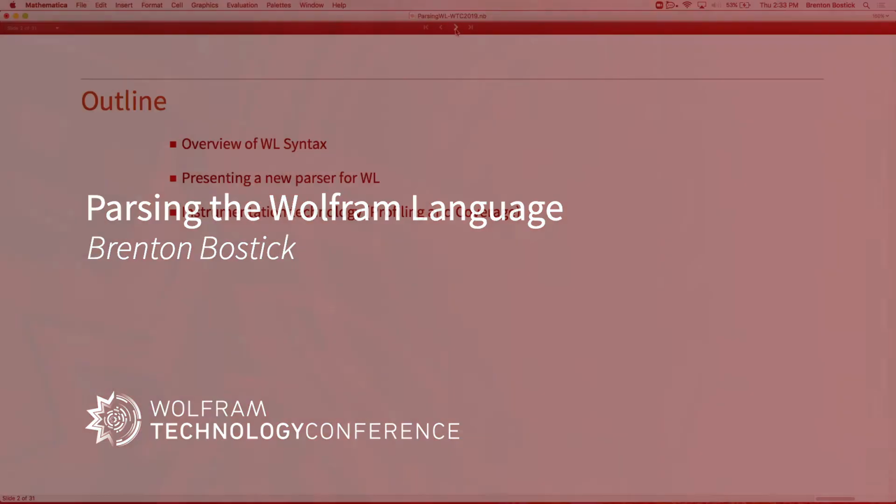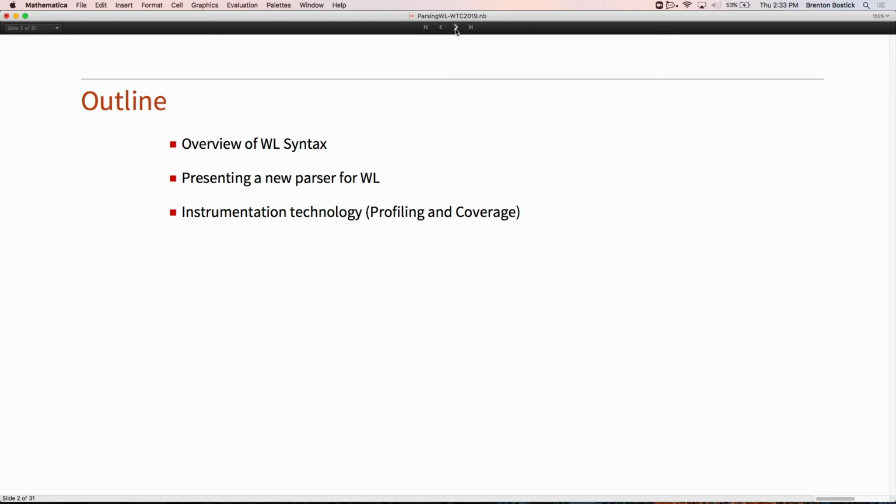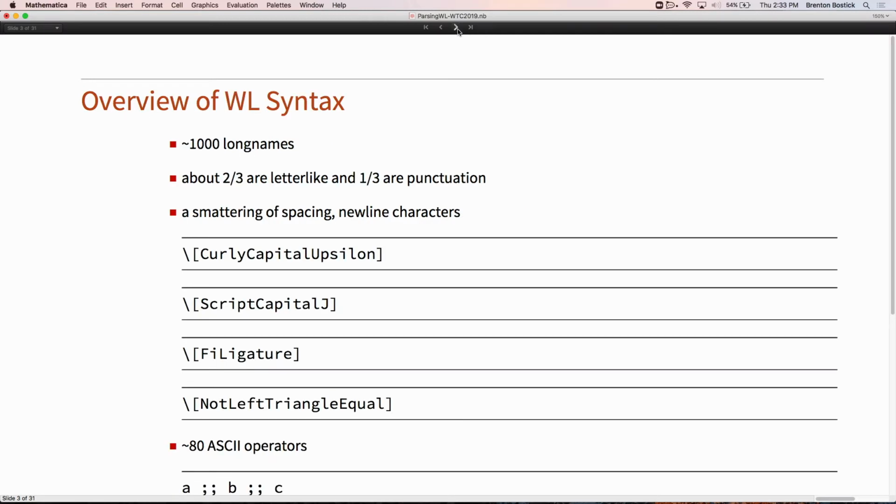All right. So the outline is I'm going to be talking about Wolfram language syntax and presenting a new parser for the Wolfram language that I've been working on for the last year and a half or 2 years or so, and then talk about instrumentation technology that uses that parser, mainly profiling and coverage analysis.